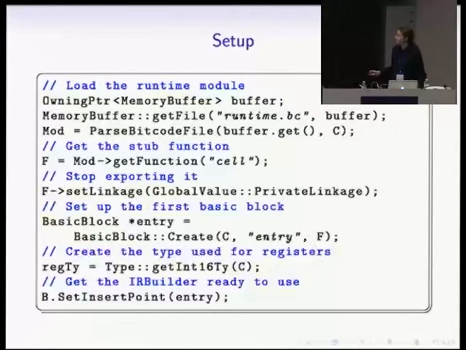Here we're setting the linkage of the function. This is private linkage, which means that it won't be exported outside of this module. That just means that the inliner is more likely to inline it because it's only called in one place. If we inline it, we get rid of every single need to call it. So that's useful. This is just creating a cached copy of the type that we use for registers. Then we set the IR builder's insert point to the entry block, and then we're ready to start actually creating bitcode.